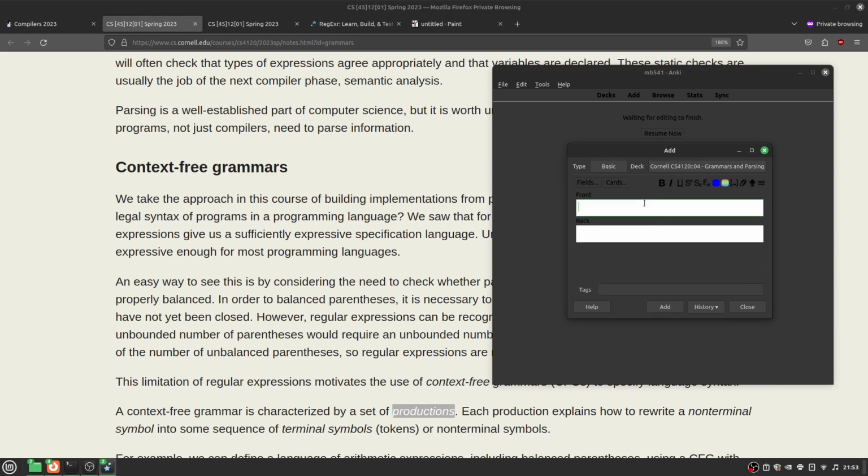And finally, what are non-terminal symbols? They're placeholders for variables that can basically contain terminal symbols and other non-terminal symbols.